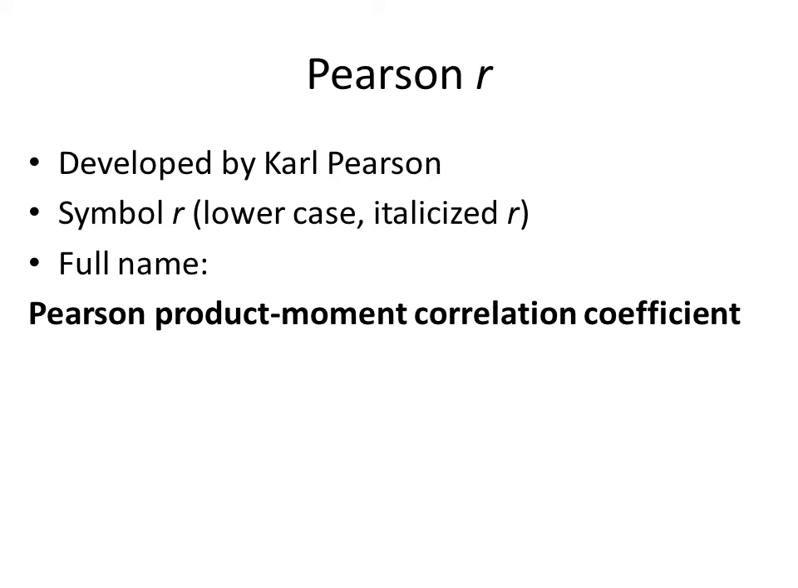The full name of a Pearson r is the Pearson Product Moment Correlation Coefficient. You can see now why we call it a Pearson r. The symbol is an r, which is lowercase italicized. There are variations on the name, and you might also hear it as the Pearson Correlation Coefficient or the Product Moment Correlation Coefficient.